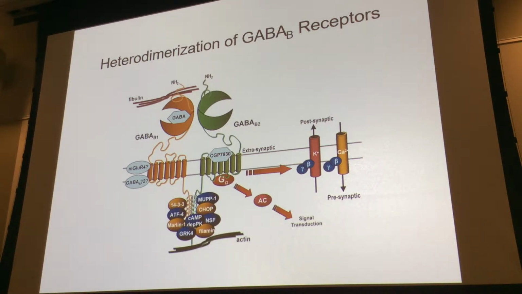GABA is gamma aminobutyric acid. It is the predominant inhibitory neurotransmitter in the brain. When we think of GABA, we normally think of the GABA A receptor, which is an ionotropic receptor. That is the predominant inhibitory receptor in the brain, and it's the target of many of your anti-epileptic drugs and sedative, anti-anxiety drugs. But there's also a G protein coupled GABA receptor.